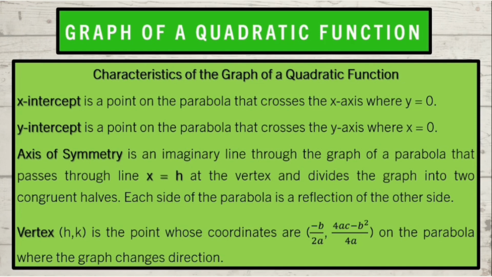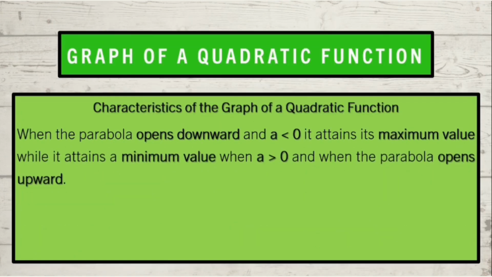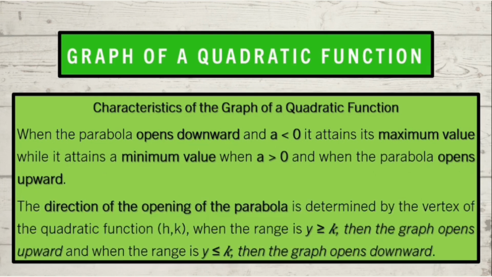The vertex (h, k) is the point whose coordinates are (-b/2a, (4ac - b²)/4a) on the parabola where the graph changes direction. When the parabola opens downward and a is less than 0, it attains its maximum value, while it attains a minimum value when a is greater than 0 and the parabola opens upward. The direction of the opening of the parabola is determined by the vertex of the quadratic function (h, k). When the range is y greater than or equal to k, then the graph opens upward. And when the range is y less than or equal to k, then the graph opens downward.